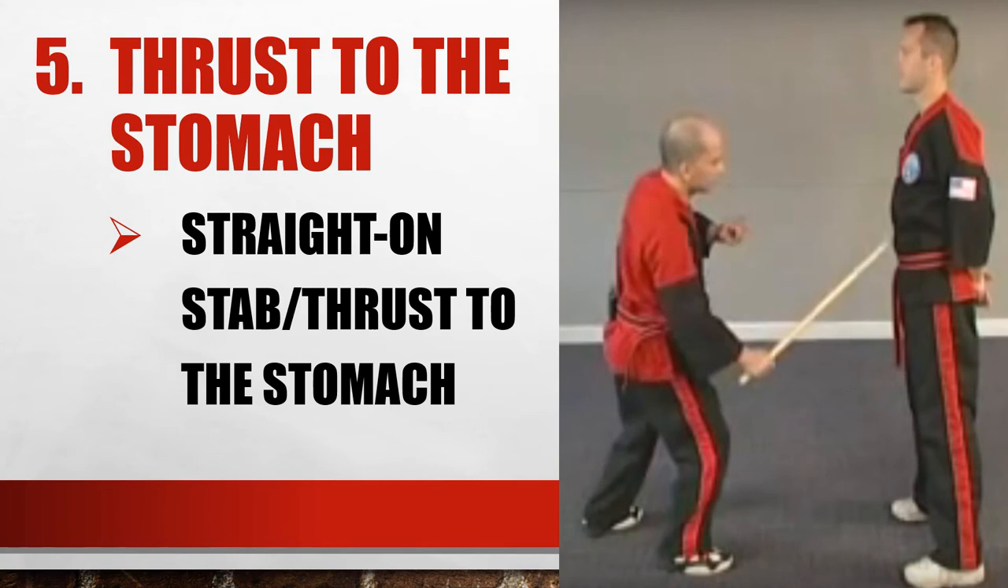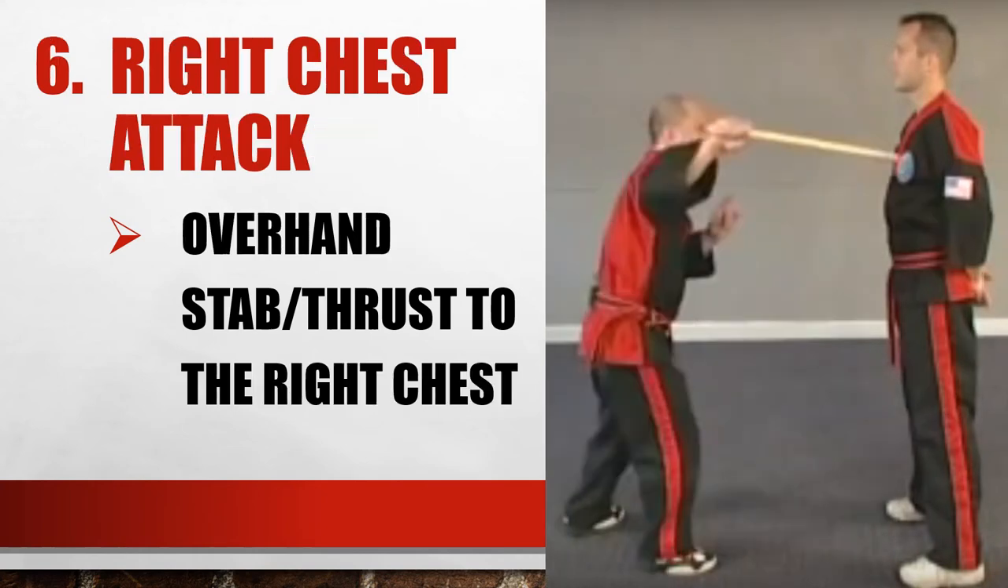Number 5, thrust to the stomach. Straight on stab or thrust to the stomach. Number 6, right chest attack. Overhand stab or thrust to the right chest.